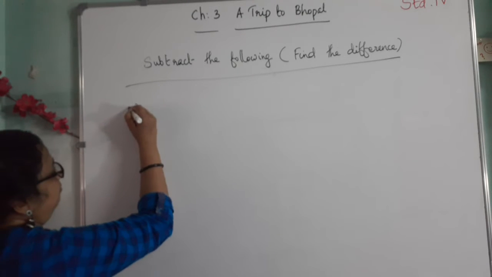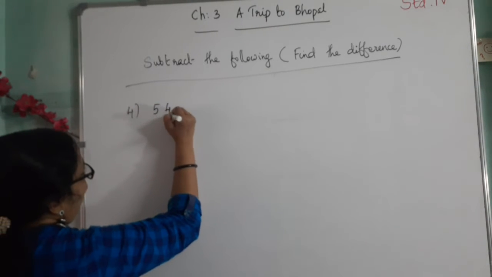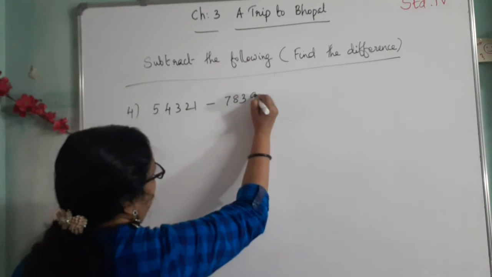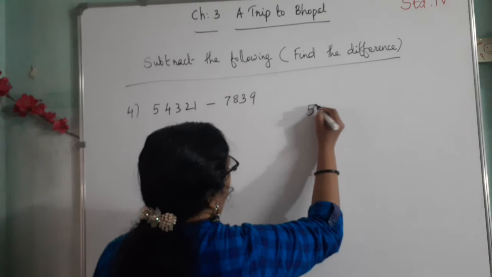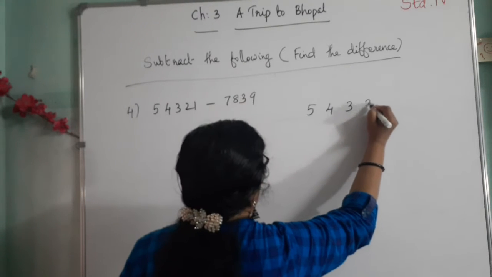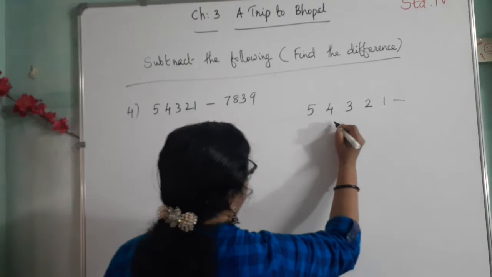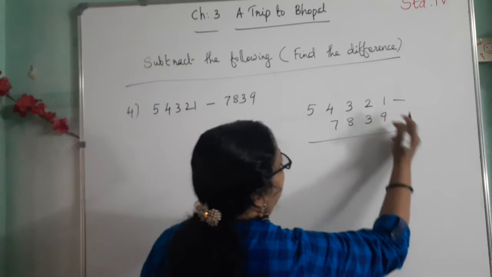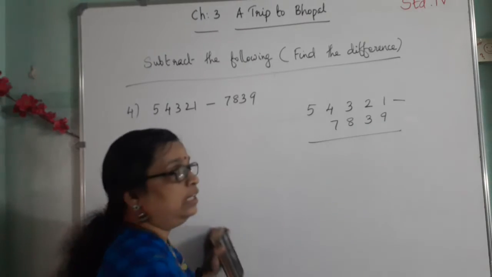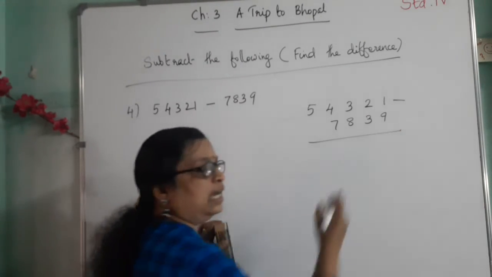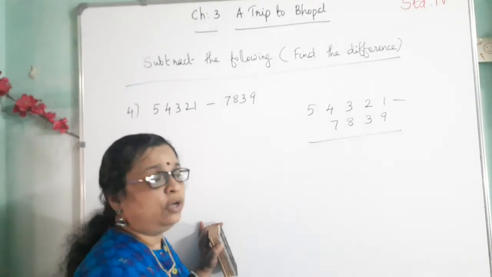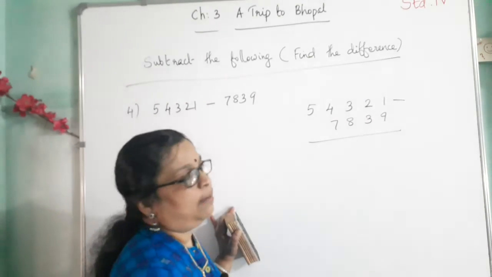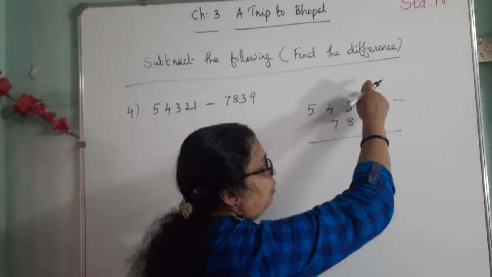And next question, 5, 4, 3, 2, 1 minus 7, 8, 3, 9. Then listen. 1 minus 9, not 9 minus 1. 1 minus 9 is not possible. Only 1 is there. From 1, how do we subtract 9? We can't subtract. So we are borrowing.